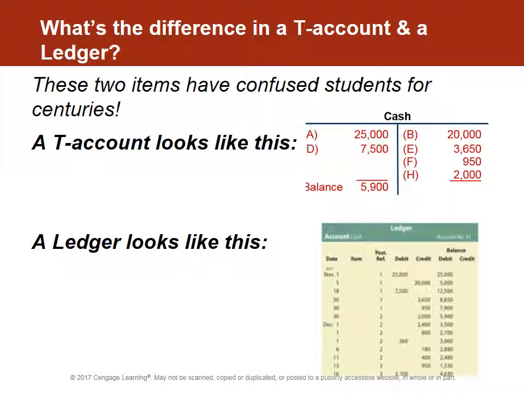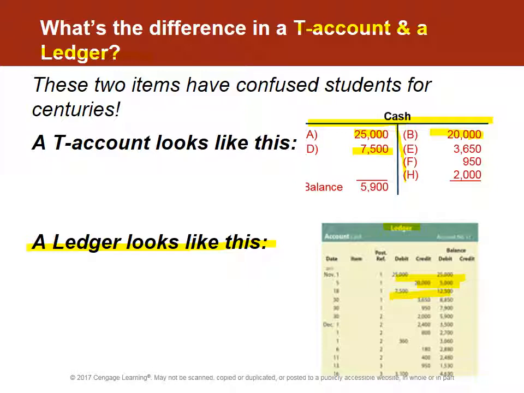Okay, now we need to say, well, what's the difference in a T account and a ledger? Because these two items have confused students for centuries, and I truly do mean centuries. A T account looks like this, the T, and it records transactions. You see the $25,000 debit, you see the $20,000 credit, $7,500 debit. Now a ledger looks like this, and it's a little fuzzy because I cut and pasted it from another slide, but this ledger shows the exact same thing. Here's that debit, and here's the $20,000 credit, and then here's the $7,500 debit.